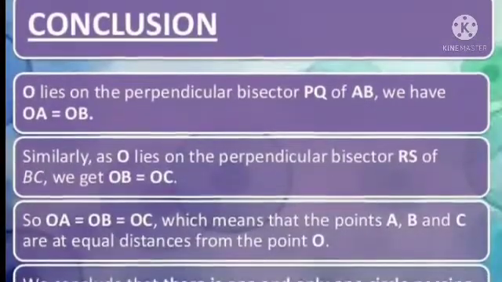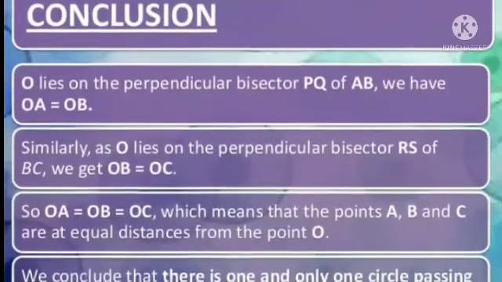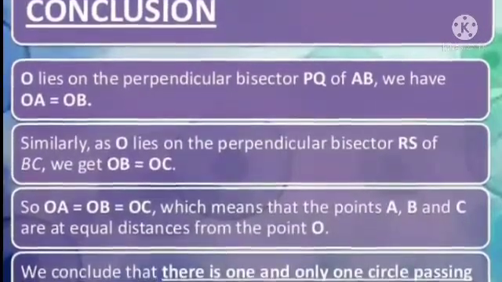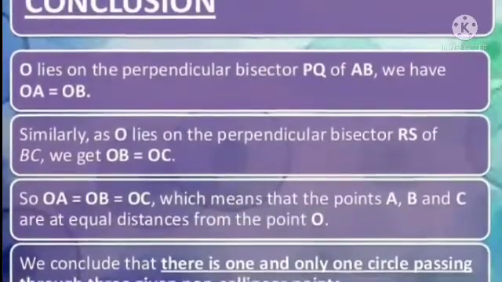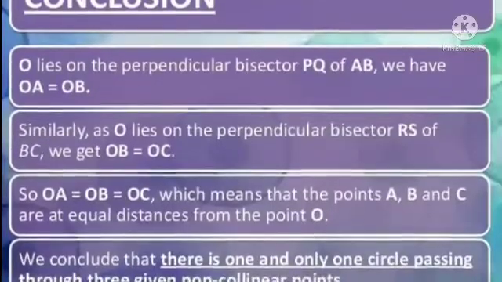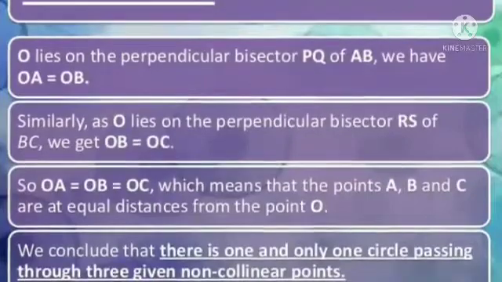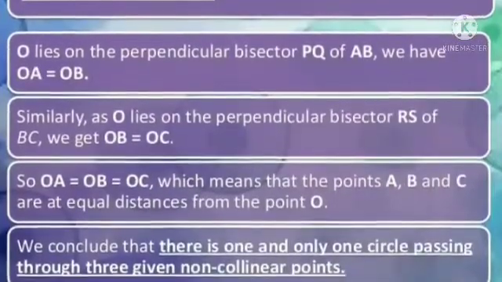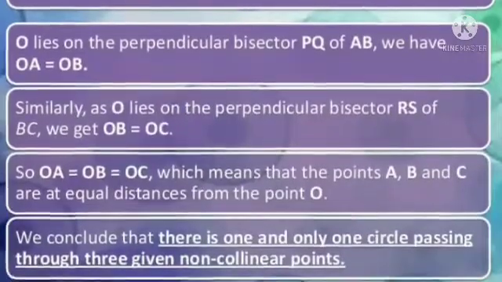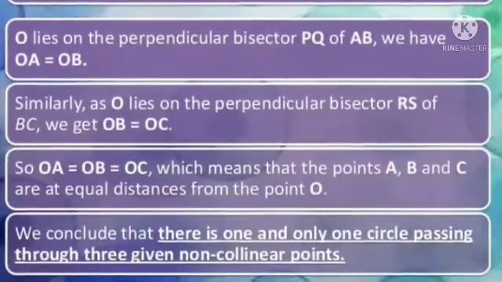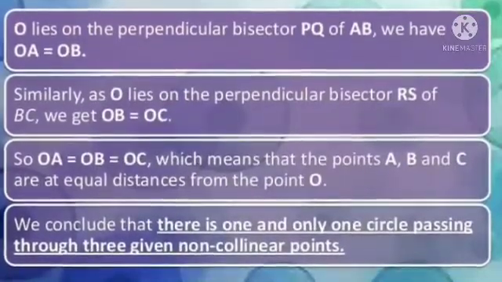Conclusion. O lies on the perpendicular bisector PQ of AB. We have OA is equal to OB. Similarly, as O lies on the perpendicular bisector RS of BC, we get OB is equal to OC. So, OA is equal to OB is equal to OC, which means that the points A, B and C are at equal distances from the point O. We conclude that there is one and only one circle passing through three given non-collinear points.